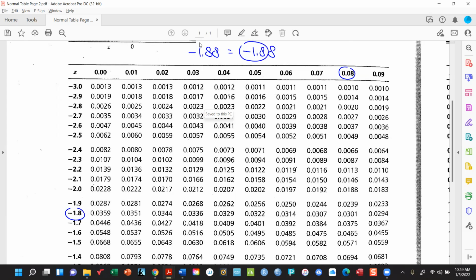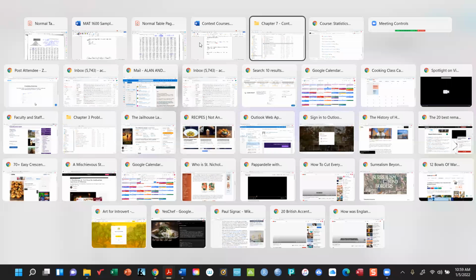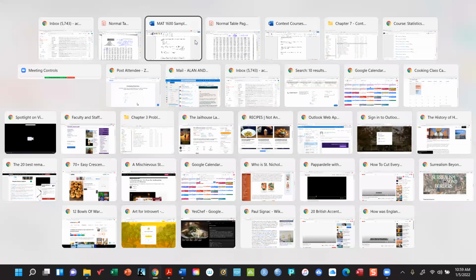Actually, I shouldn't have written it like that. Now, by the way, this obviously should be a negative. I don't know why they leave these positive, but negative 1.8 with 0.08, where they intersect is here at 0.0301. There you go. It should be negatives in the top there too, but they're not. Whoops. Here we go.